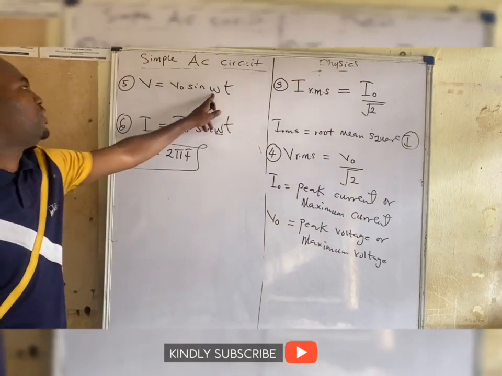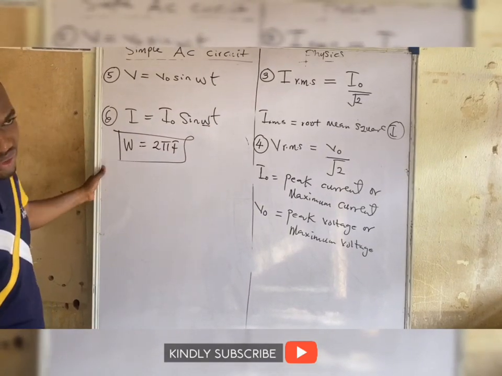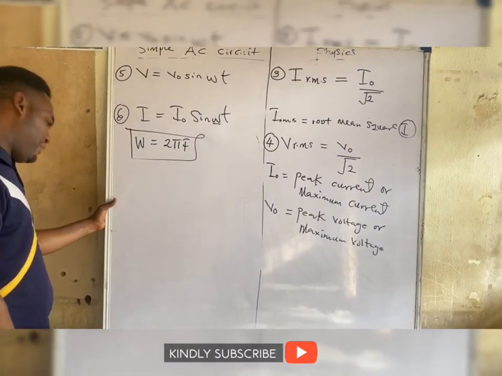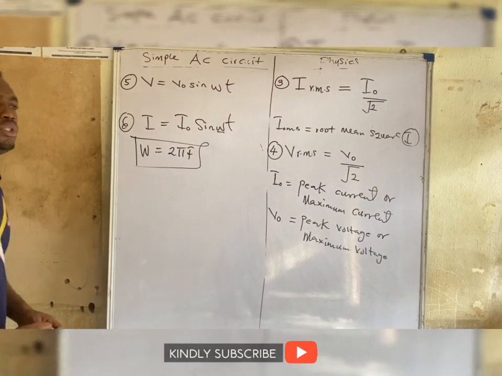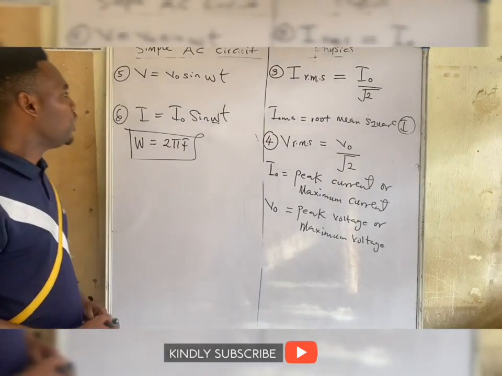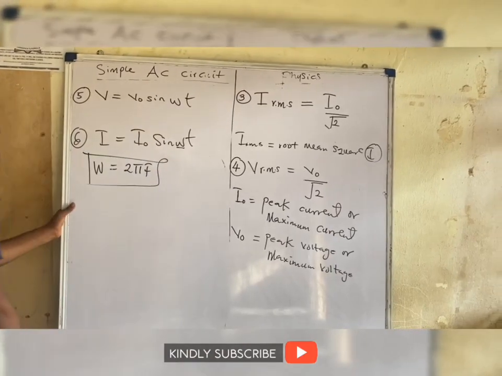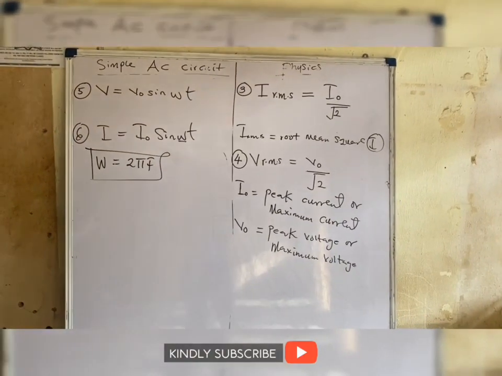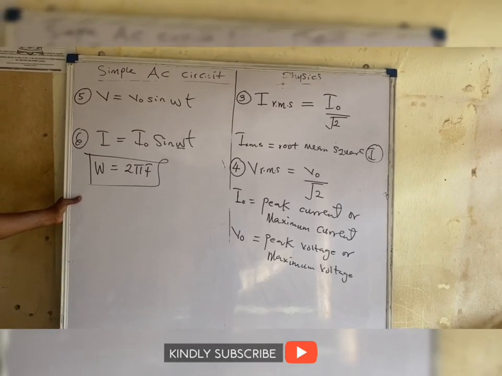So I can substitute the W here and put 2 pi F, or remove the W here and put 2 pi F. Having given you these 6 formulas, very, very important. Please take note of them. That's why I number them. We require them to solve calculations depending on what the examiner is asking us to find.